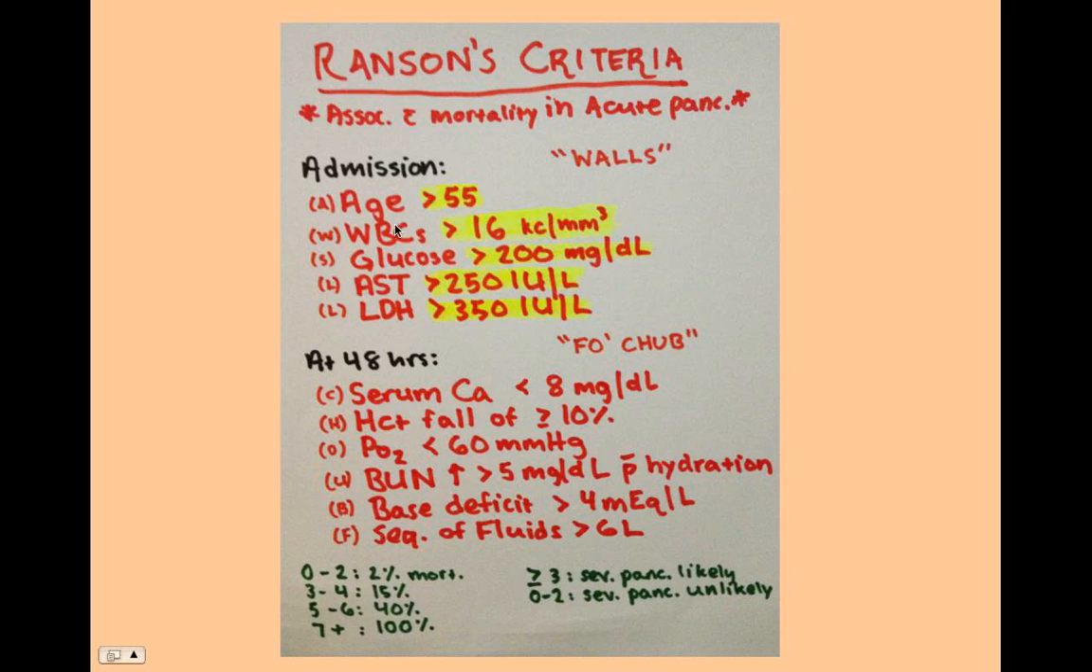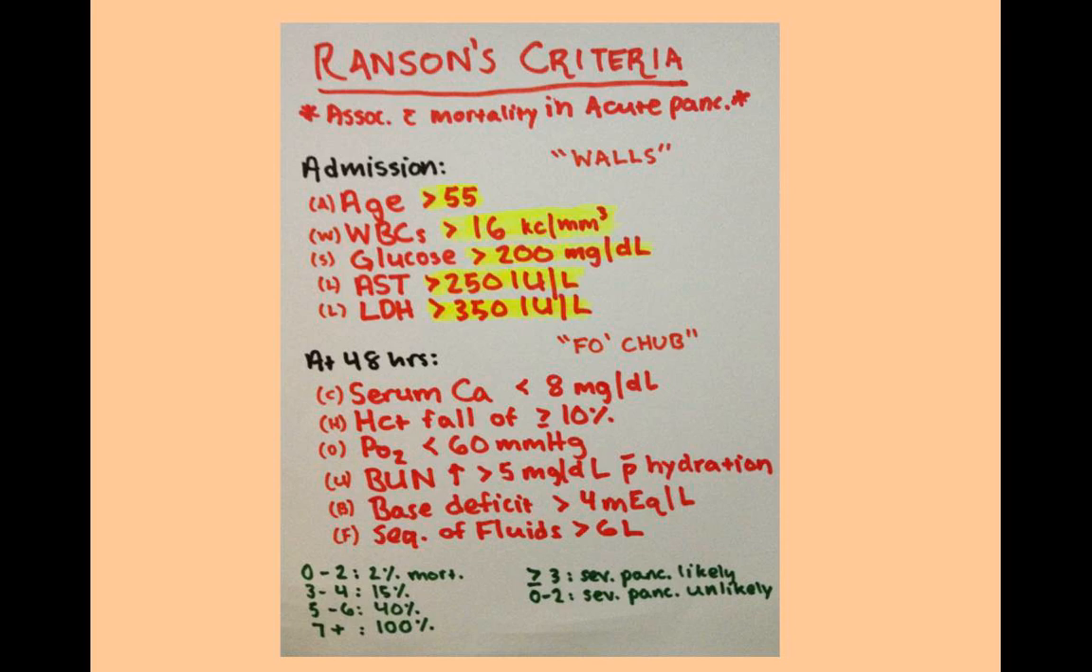And this, after 48 hours, then you can assess what the patient's mortality rate would be. Now, I just want to bring up some pathophysiology things real quick right here. So why would the serum calcium be low in a patient with acute pancreatitis?